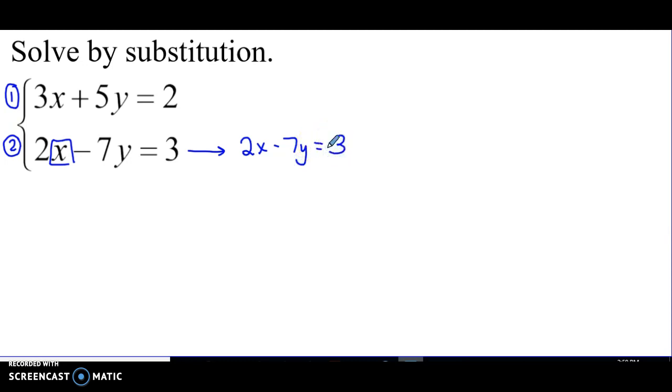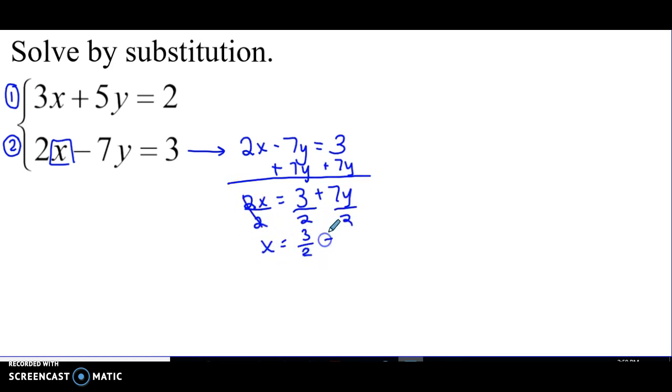The goal is to get x by itself, so I'm going to add 7y to both sides. That gives me 2x equals 3 plus 7y. I'm going to divide by 2 for each term. That gives me x equals 3 halves plus 7y over 2. So this is what I'm going to substitute in for x into this first equation.